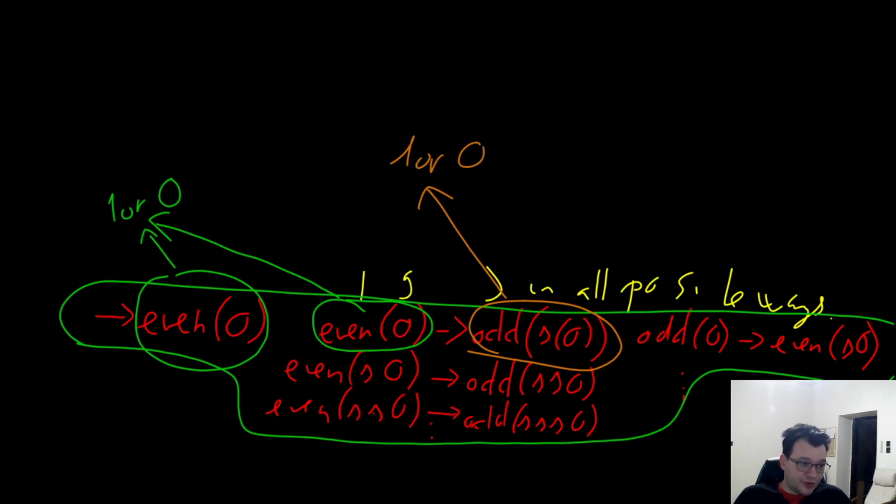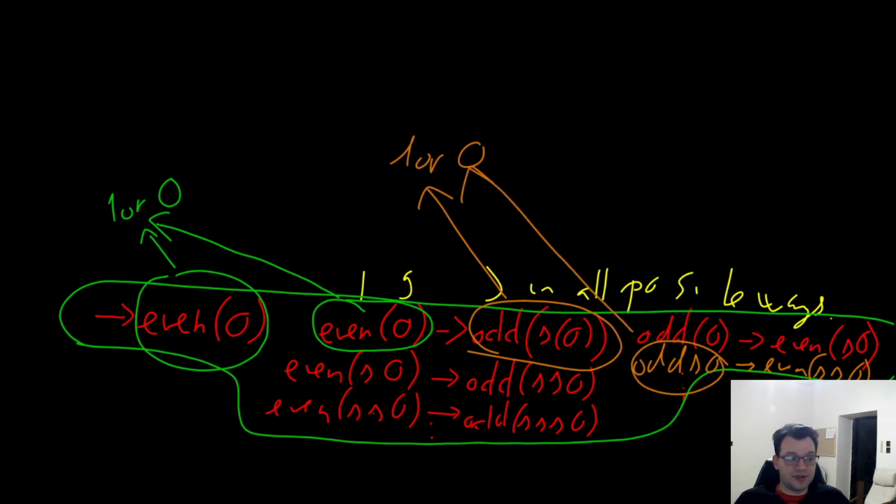And odd of s of 0 is not here, but it would be here in the second row on this extension. So odd of s of 0 implies the evenness of s of s of 0 would be here somewhere, and in that case this odd of s of 0 should be evaluated to the very same value.